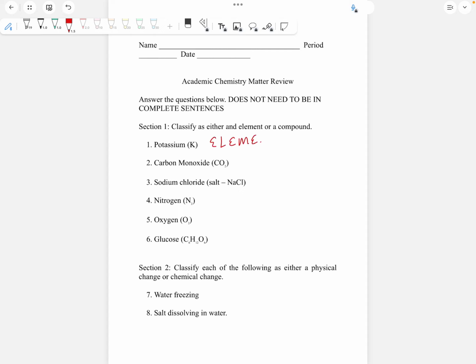And I'm going to start writing the word element in the form of an E and a compound like carbon monoxide with a C. Okay? That's how it's going to go. So, potassium is an element, carbon monoxide, CO2 is a compound. Sodium chloride, which is salt, is going to be a compound.